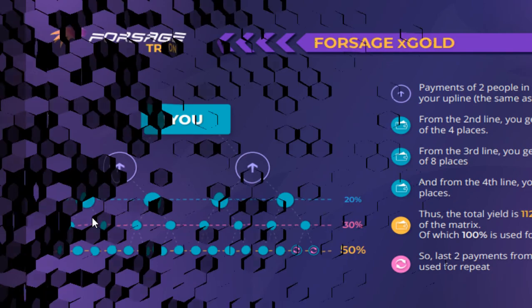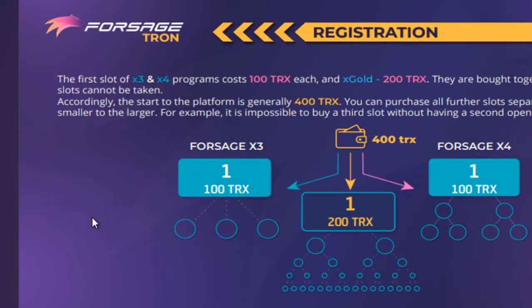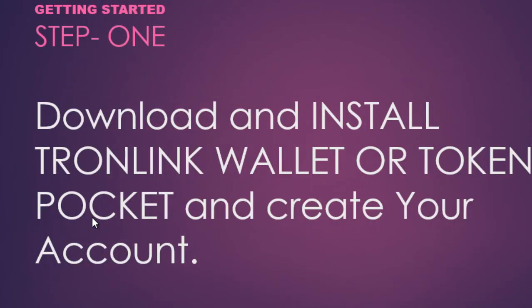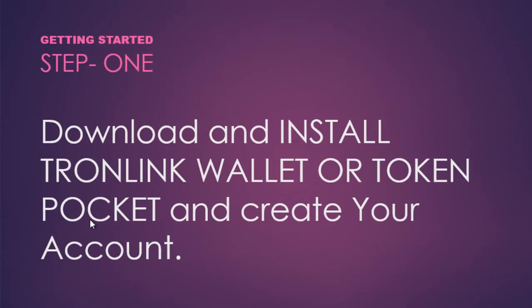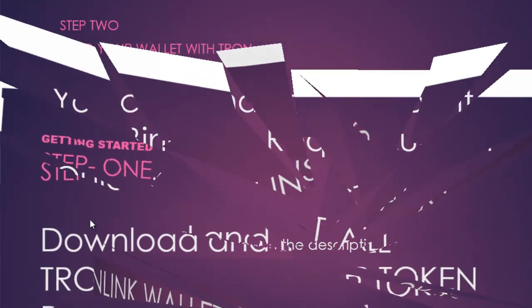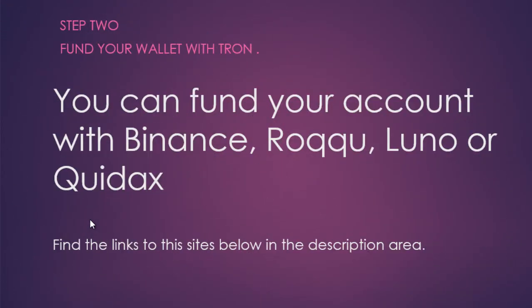All you need to do to get started is download and install the TronLink wallet or Token Pocket and create your account. That is very easy. If you are using Android, just go to Google Play Store and download and install it. Make sure your private keys are well kept and your password is well secured, because without this you cannot access whatever you've earned from here. Then secondly, once you've done that, fund your account either from Binance, Roqqu, Luno or Quidax.